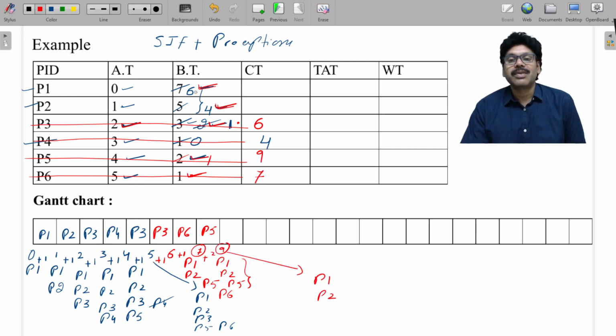Now 2 other processes are there, which are P1 and P2. Among these, which has the shortest? P2 is the shortest, every time compared to P1. So I can directly run P2. P2 requires 4 units of time. So by 13 it is completed. And only one process is left, which is P1, which needs 6 units of time balance. So by 19 it gets completed.